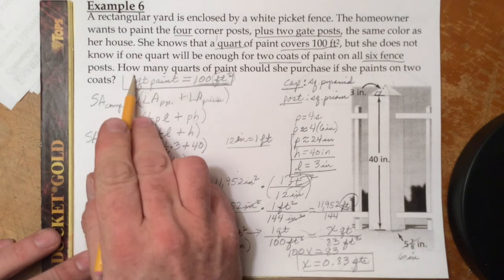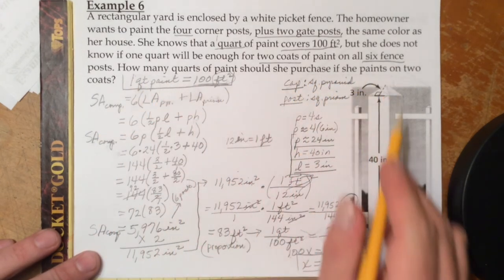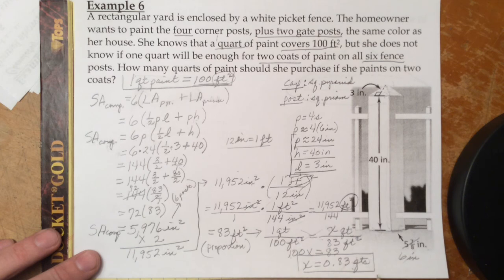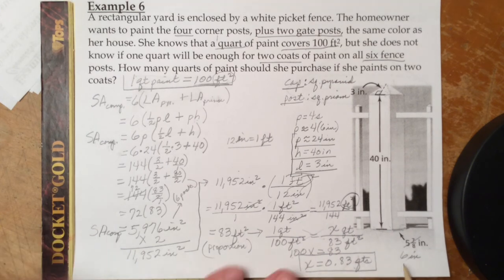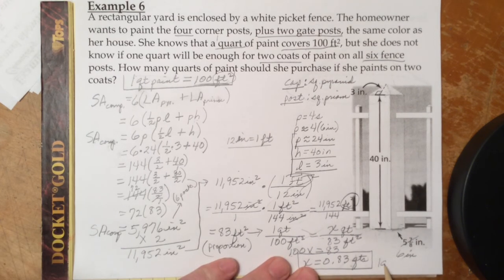So to answer the question, how many quarts of paint should she purchase if she paints two coats? She's only going to need 1 quart of paint. She's only going to need to buy 1 quart of paint. And that's your final answer.